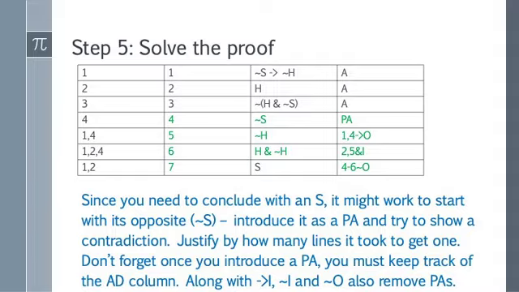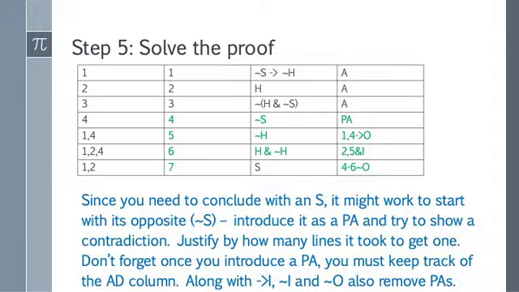And then on line 7, we show how many lines did it take us to get to that contradiction, right? We started with not S on line 4, and we got to the contradiction H and not H by line 6. So lines 4 through 6 dash out because we've removed the dash, right? We started with not S, so therefore, because it's a contradiction, we're left with just S.